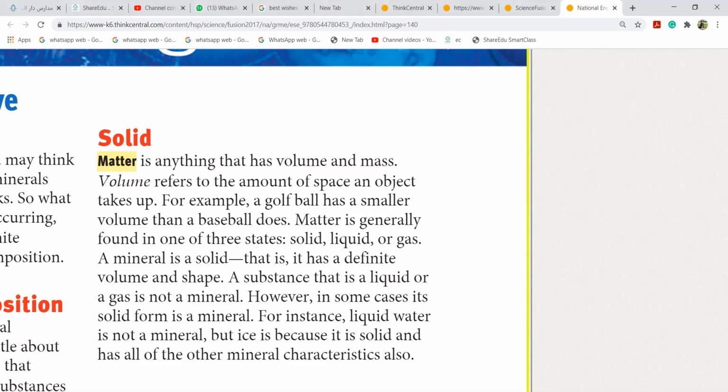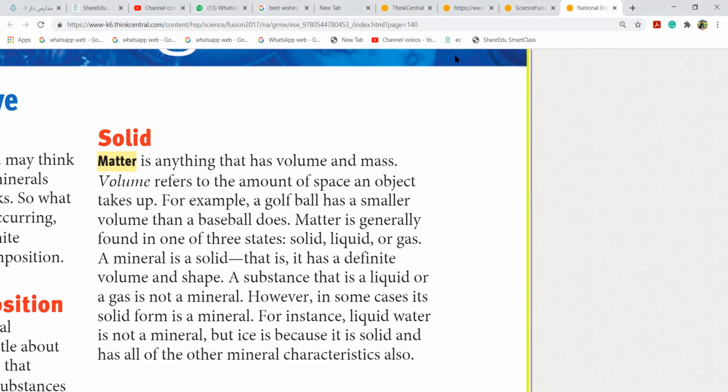Water is generally found in one of these states: solid, liquid, or gas. A mineral is a solid that has a definite volume and shape. You know very well, solid means definite volume and shape. That is liquid. A substance that is a liquid or a gas is not a mineral. However, in some cases, the solid form is a mineral. For instance, liquid water is not a mineral. But ice is, because it's a solid and has all of the other mineral characteristics also.